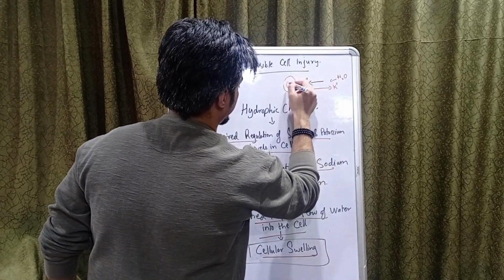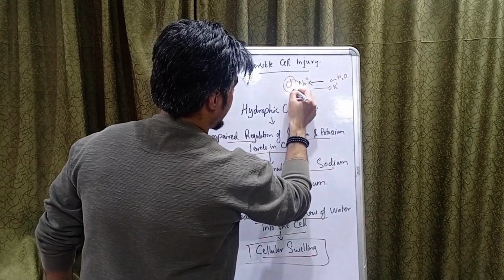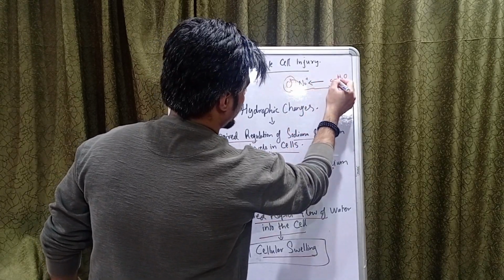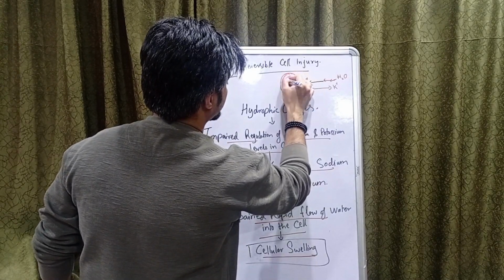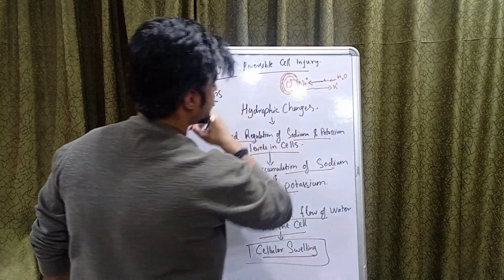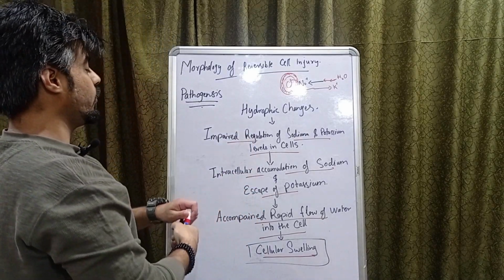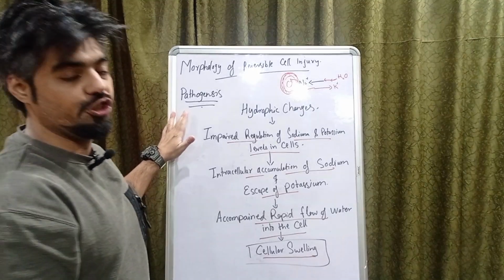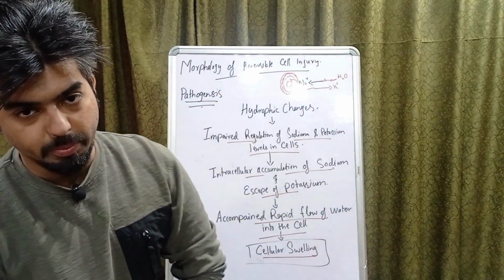This is a cell. Okay, consider this as a cell. Sodium gets in excess, potassium gets out along with water, and cellular swelling occurs. Simple. Okay, so this is the process of hydropic change. Now let's come to its morphology and microscopy.